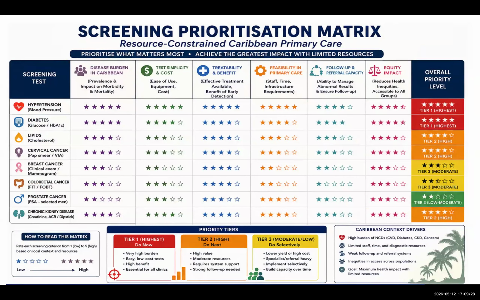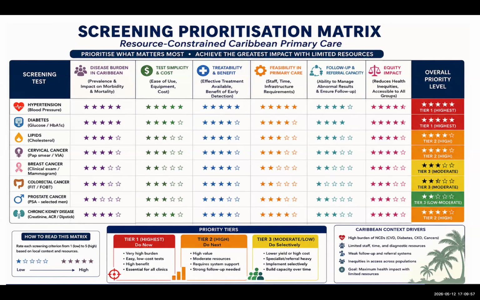So this is a screening prioritization matrix. This demonstrates how primary care clinics in a resource-constrained Caribbean setting can decide which screening activities should receive the greatest emphasis. The highest priority screenings are hypertension and diabetes. These conditions carry a very high disease burden in Trinidad and Tobago and throughout the Caribbean.